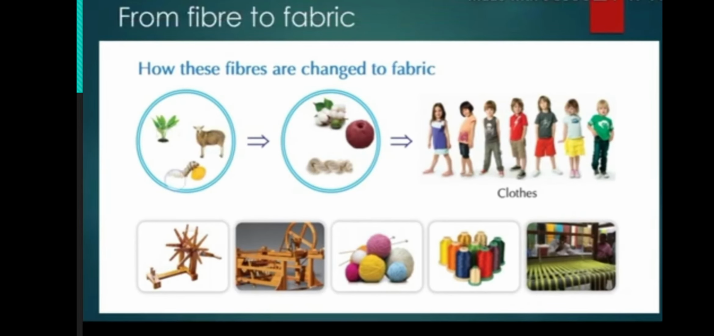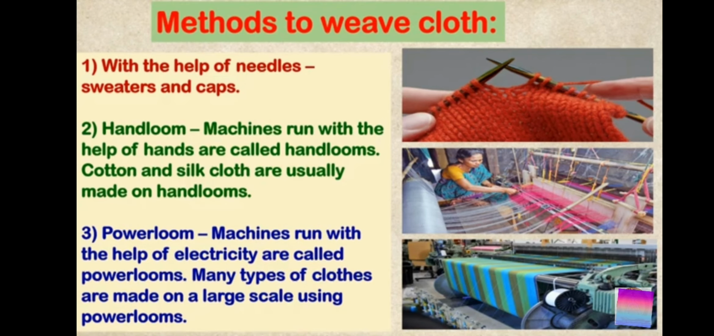Now, how are these fibers changed to fabric? This is a picture that shows how the fibers are changed to fabrics, that is, cloth. Methods to weave cloth: with the help of needles, sweaters and caps are woven. Handloom: machines run with the help of hands are called handlooms. Cotton and silk cloth are usually made on handlooms.